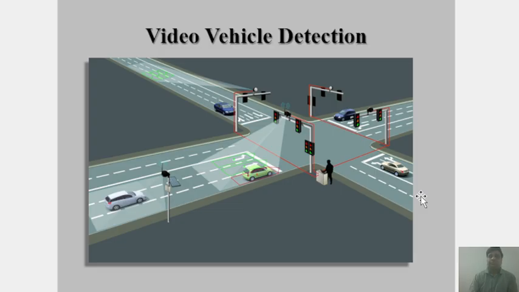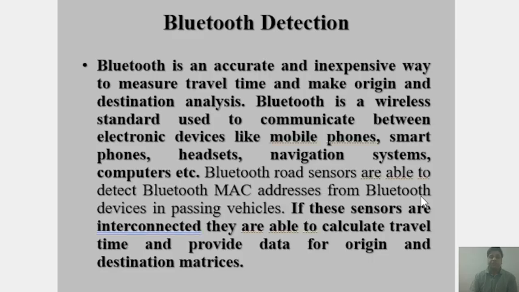These are different examples of video vehicle detection. Now coming to another detection, which is Bluetooth detection. So what is this Bluetooth detection? It is an accurate and inexpensive way to measure the travel time and make the origin and destination analysis. So we are able to measure the travel time between two points, and we are able to find out the origin as well as the destination. So we can do OD analysis, from where the vehicle has started and where the vehicle is reaching.